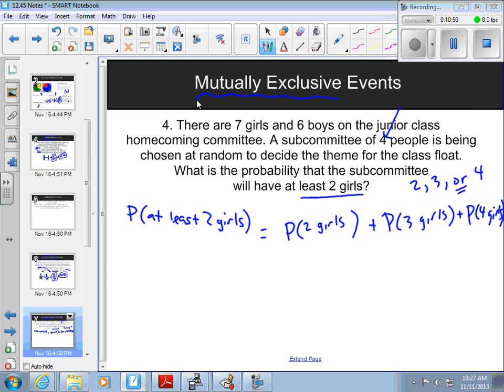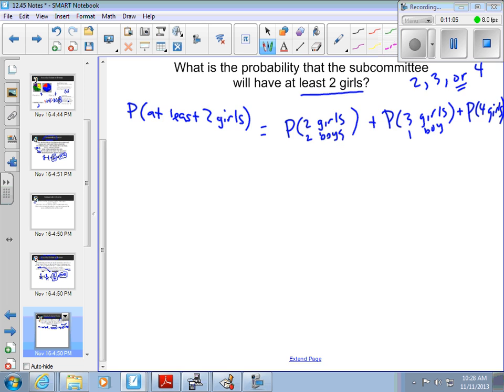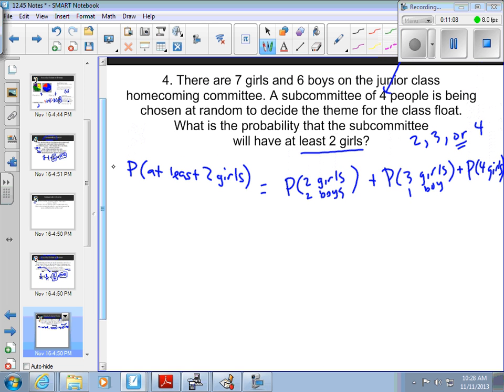But 2 girls also means on the committee there's going to be 2 boys. And if there's 3 girls, that means there's going to be 1 boy on that committee as well. So we've got to figure out what's the probability of picking these. So going through the problem here, we want to find out what this is. Now, when they're picking these subcommittees, it doesn't say order is important. So these are going to end up being combination problems.